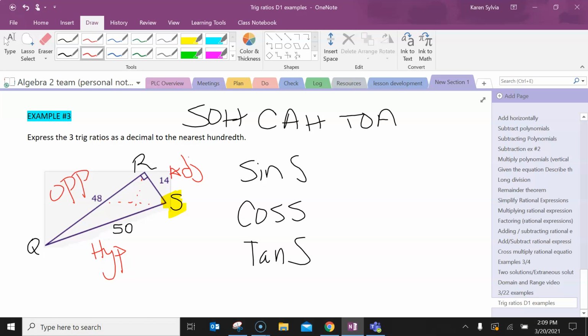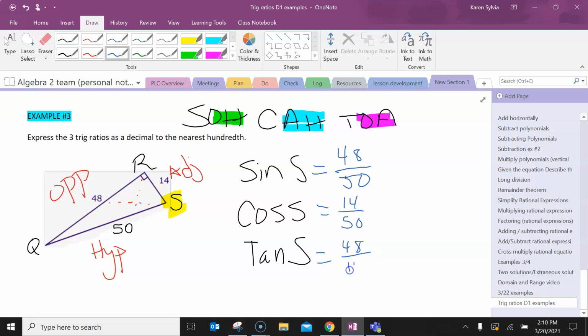So now my sine of S is going to be equal to the opposite over hypotenuse. So my opposite value equals 48, while my hypotenuse equals 50. Cosine of S is my adjacent over hypotenuse, where my adjacent value is 14 and my hypotenuse is 50. And tan of S is going to be opposite over adjacent, my opposite being 48 and my adjacent being 14.